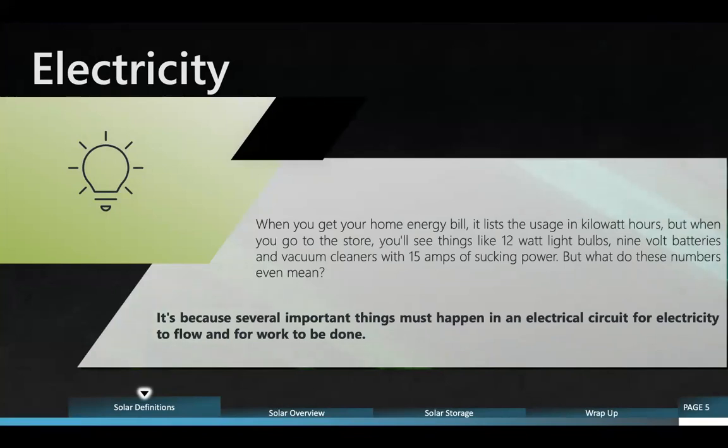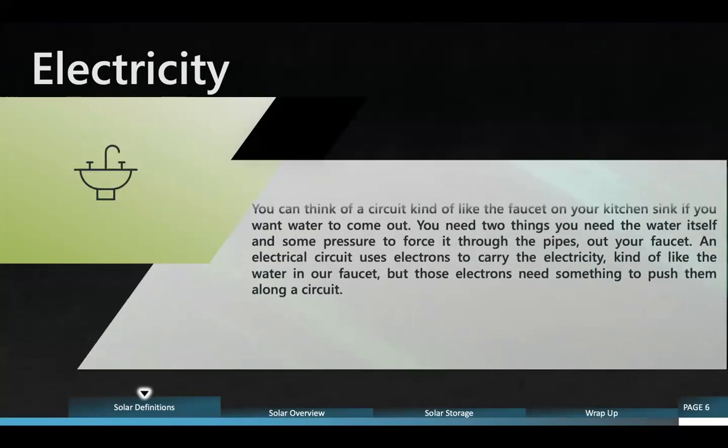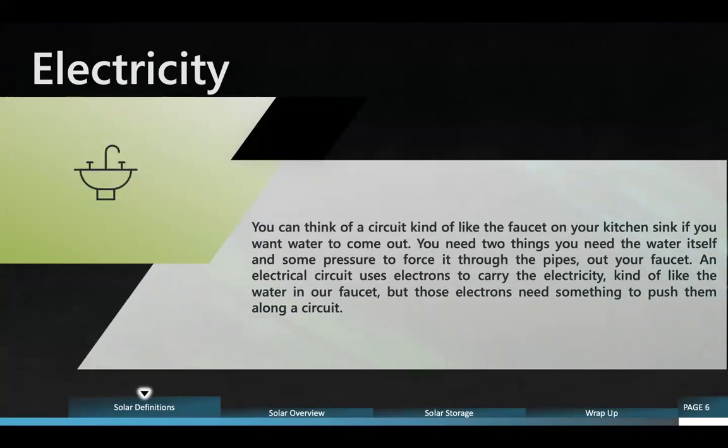There are several important things that need to happen in an electrical circuit to make the electricity flow for the work to be done. You can think of a circuit kind of like the faucet in your kitchen sink. If you want the water to come out, you need two things: the water itself, and the pressure to force it through the pipes out of the faucet. An electrical circuit uses electrons to carry the electricity, kind of like the water in your faucet does, but those electrons need something to push them along.